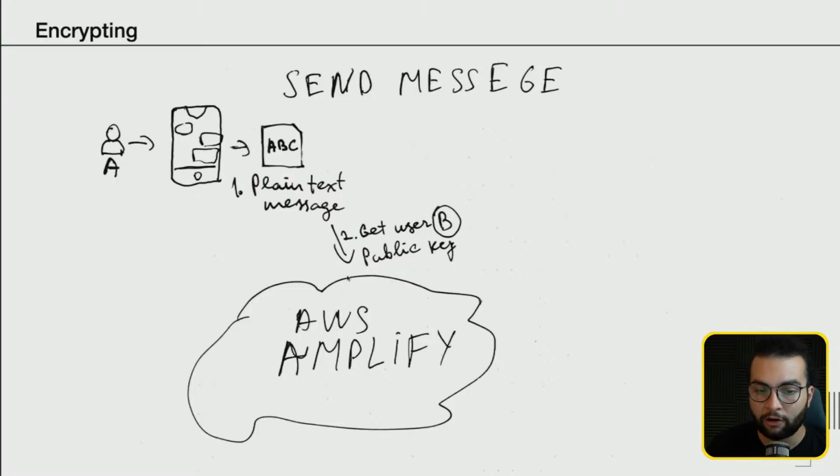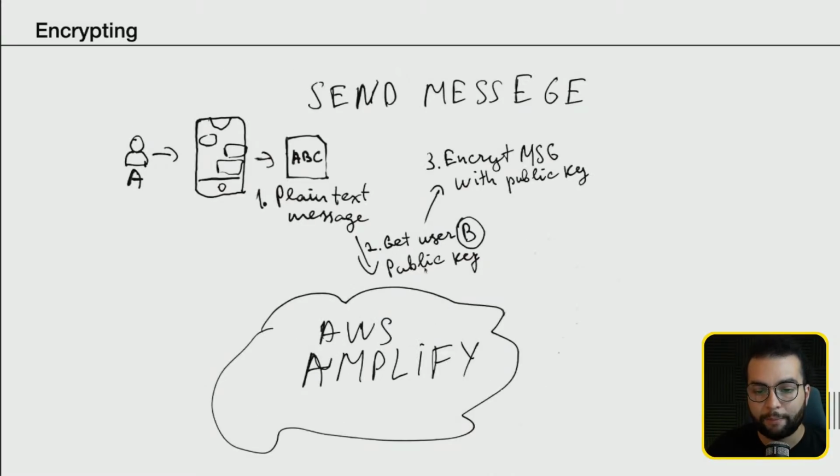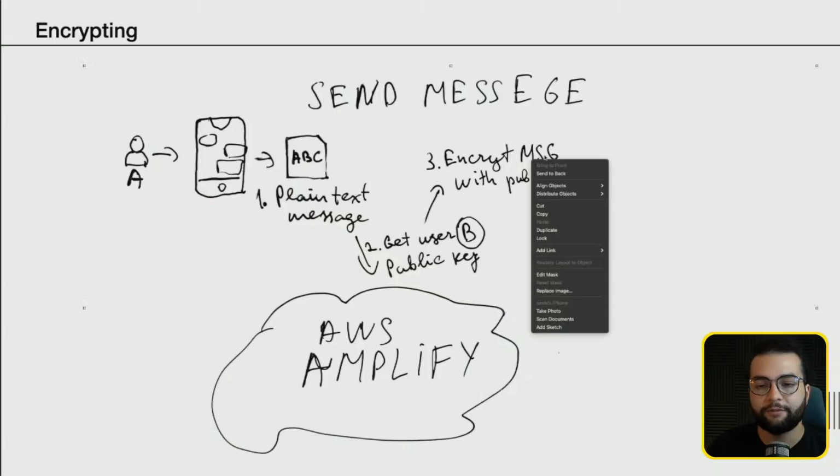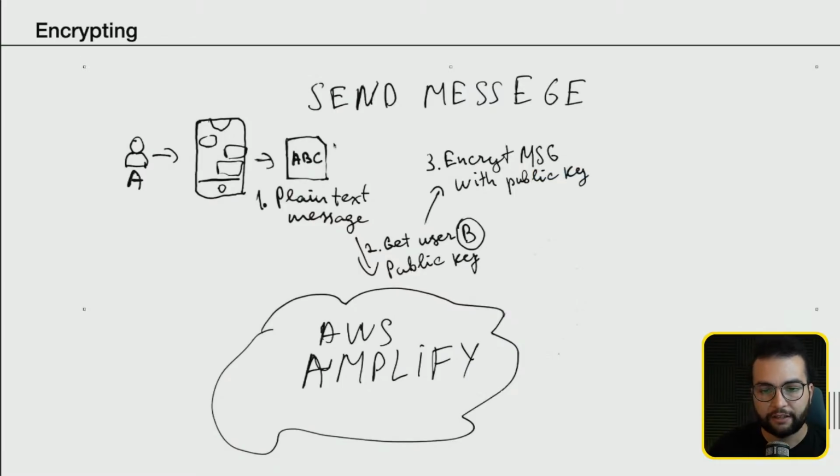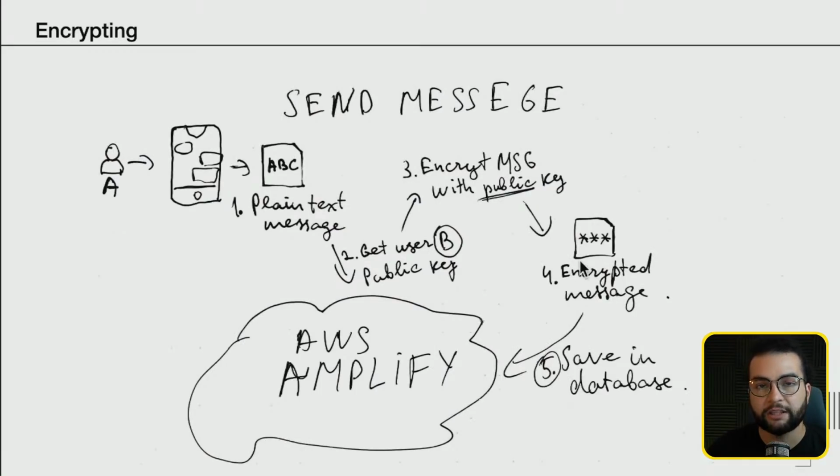We get it from our database in AWS Amplify, and then using this public key of user B, we encrypt the message, and we get an encrypted message. This encrypted message is already not in plain text, it's not English, it's encoded, encrypted, and this message can be saved in our database. And now even we as administrator, or AWS, or anyone who is looking at the data in the database, will not make any sense of the data because everything there we keep encrypted.